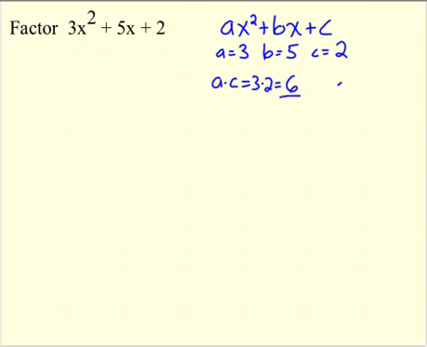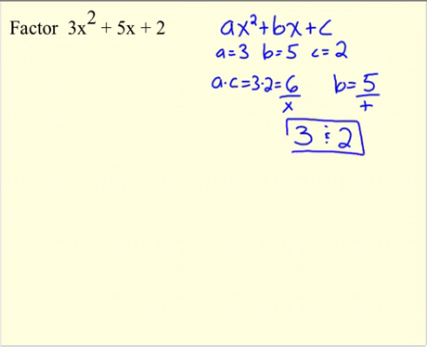Then the middle term, the b term, is 5. So we need to find 2 numbers that multiply together to give us 6 and add up to 5. And this can be hard for some people, but with a little bit of practice you can get pretty good at that. The answer is 3 and 2. 3 and 2 multiply to be 6 and add up to 5. Now we're going to use these numbers to help us factor.